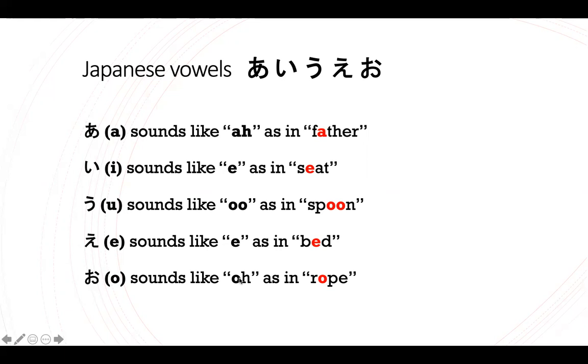In English, even though it's the same letter E, you have multiple pronunciations for the letter E in the alphabet. But again, in Japanese, each hiragana has only one sound. So it's always pronounced as A, I, U, E, O.